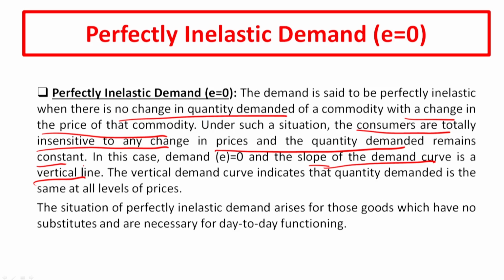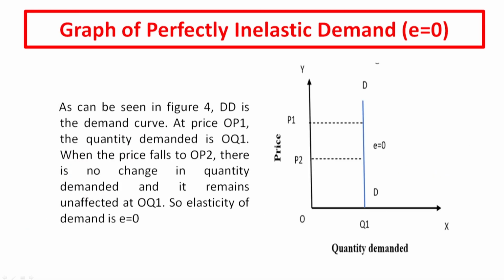The vertical demand curve indicates that the quantity demanded is the same at all different prices. The situation of perfectly inelastic demand arises for those goods which have no substitute. This is important: goods which have no substitute and are necessary for daily consumption or functioning, which have been shown through this diagram, the graph of perfectly inelastic demand where elasticity is 0.